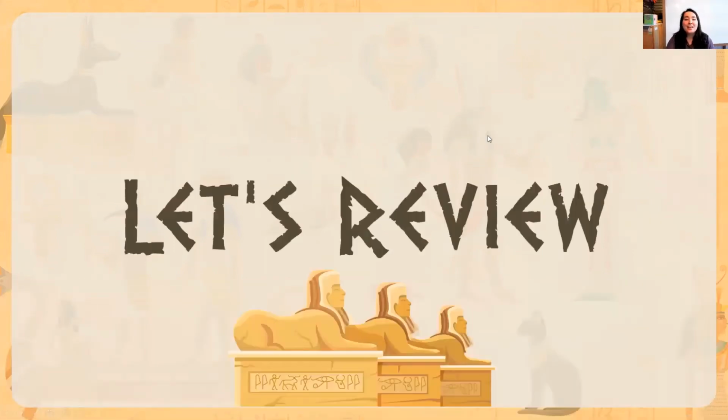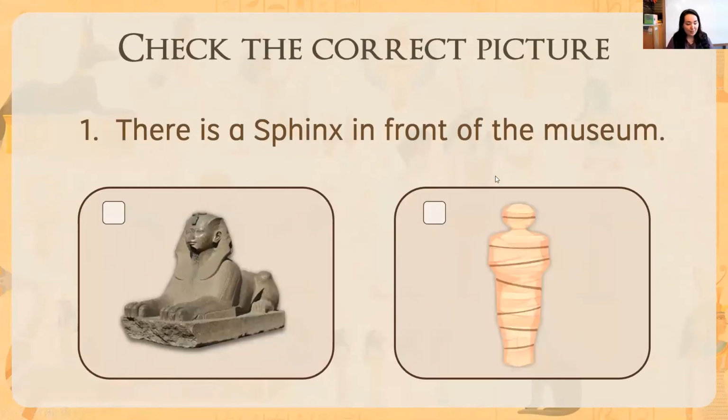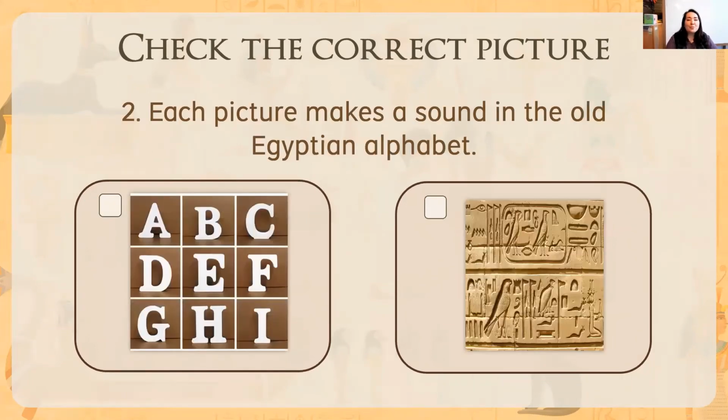Good job. All right, time for review. What did we learn today? So review page is going to be right back here, last page, right? There is a sphinx in front of the museum. Which picture is a sphinx? Picture one, very good. Each picture makes a sound in the old Egyptian alphabet. So is that picture one? Picture two? Picture two, very good.